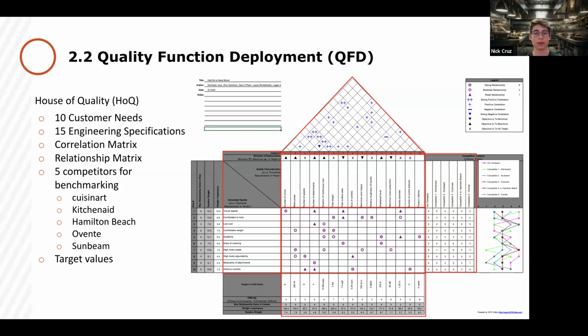Lastly, we have our target values on the bottom for each engineering specification, taken from those benchmarks, as well as customer interviews and customer reviews found online.